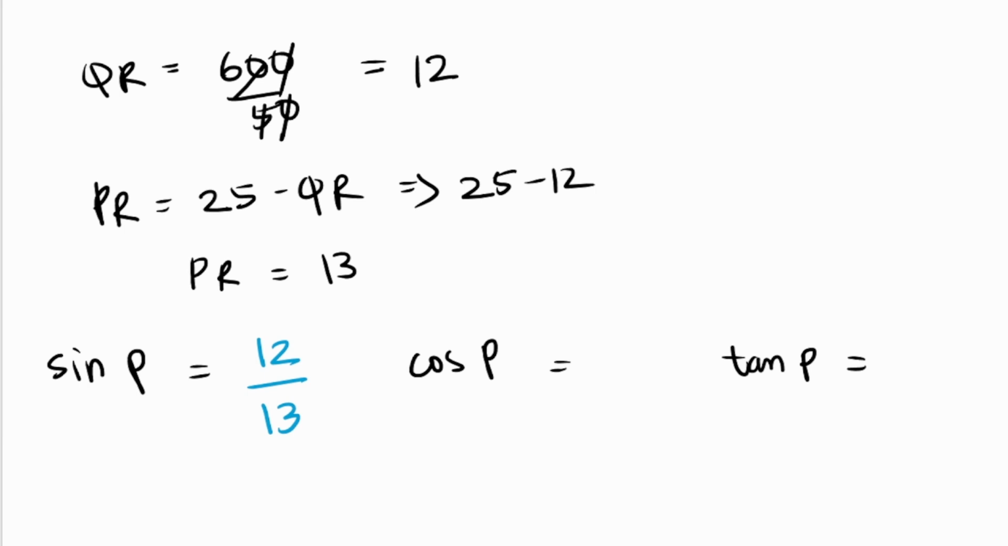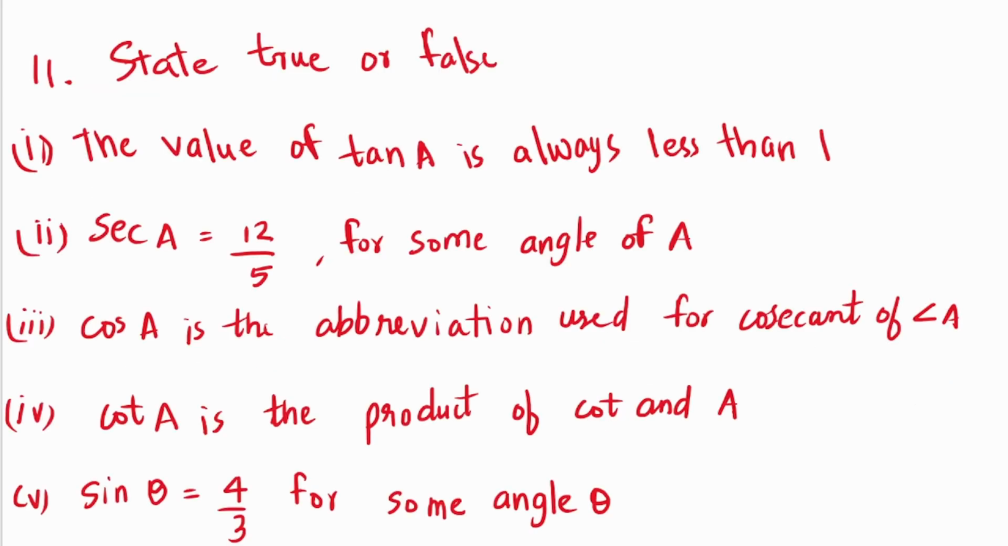Opposite side by hypotenuse. Cos P is adjacent side by hypotenuse. Adjacent side is 5 by 13. And tan P is nothing but opposite side by adjacent side, that is 12 by 5. So this is the answer to this question. I hope this question is clear. And now let us move on to the last question of this exercise.